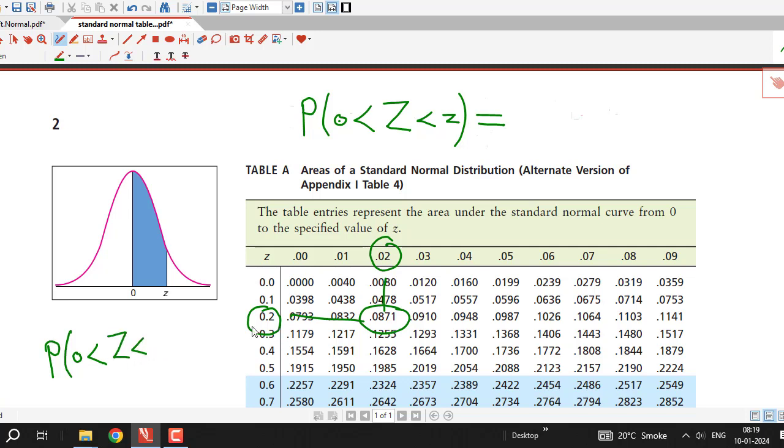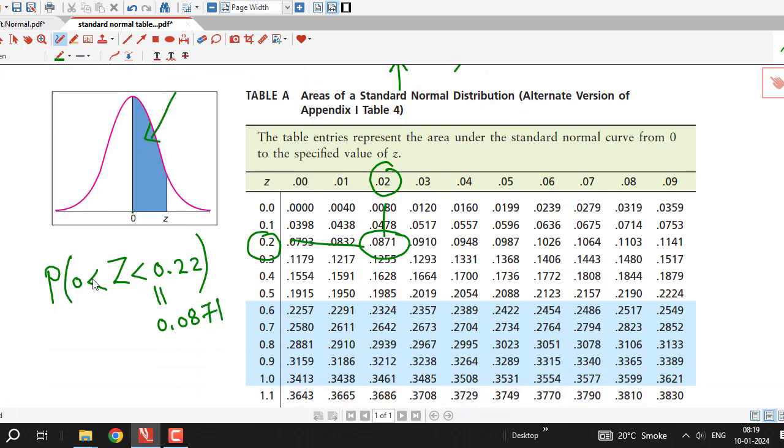is nothing but probability that z lies between 0 and 0.22, which is 0.0871. So we are given the probabilities that capital Z lies between 0 and small z, and all those probabilities are nothing but area under the standard normal curve between 0 and z. So this table represents the area under the standard normal curve between 0 and this value of z.